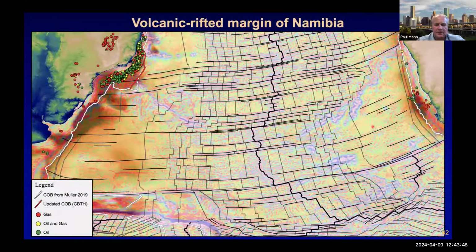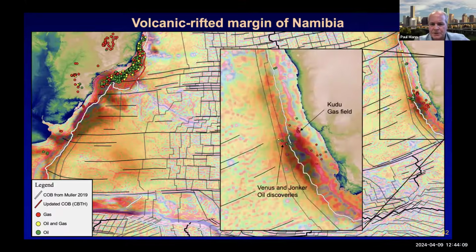Okay, so finally, I'll end on talking about Namibia, which is in southwest Africa. It's over here. You can see the COB, the white line, big discoveries. There's a lot of shallow gas in Namibia, the Kudu gas field, but then recently, the past couple of years, there have been some big oil discoveries in the deepwater area. So just to zoom in on that a bit more, the Kudu gas field sits up here, and these big discoveries are down in this area.